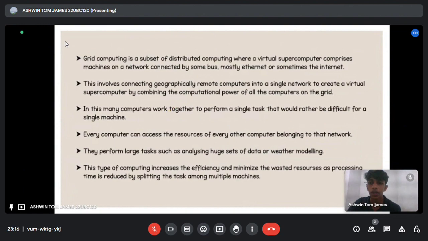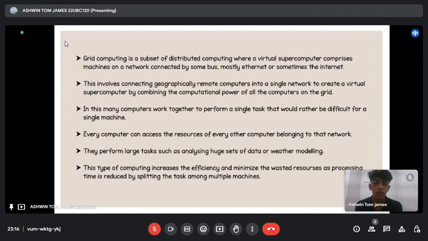Grid computing. So, grid computing is a subset of distributed computing where a virtual supercomputer comprises machines on a network connected by some bus, mostly Ethernet or the internet. This involves connecting geographically remote computers into a single network to create a virtual supercomputer by combining the computational power of all the computers on it.